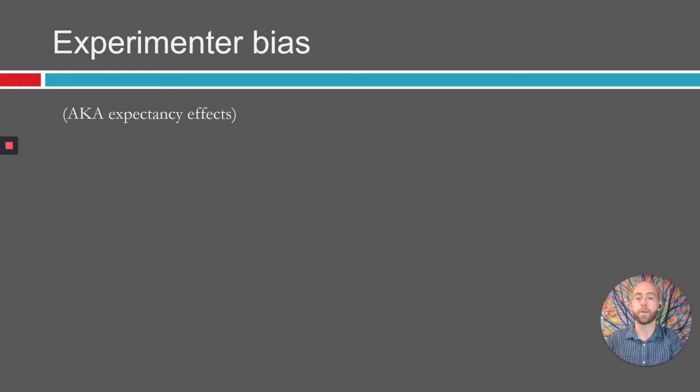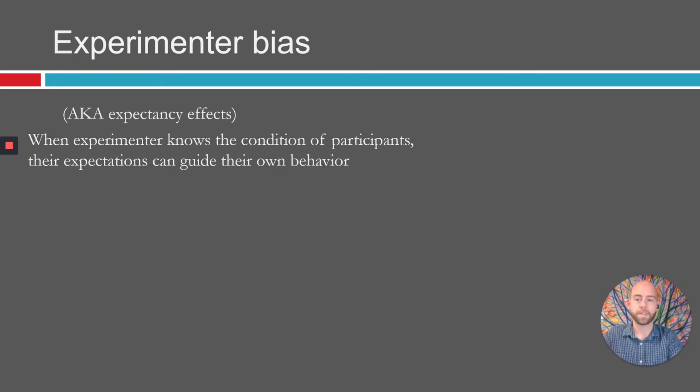Like if an experimenter has to record things about behavior that are in any way subjective, if they know what condition the participant is in, they're expecting to see a particular outcome. So their recording of different things can be biased as well. So if an experimenter knows the condition of participants, they might influence the outcome.